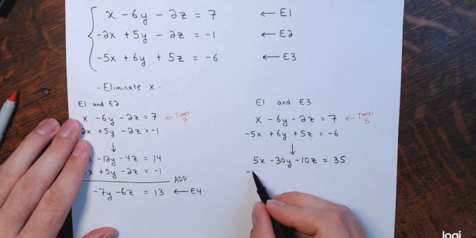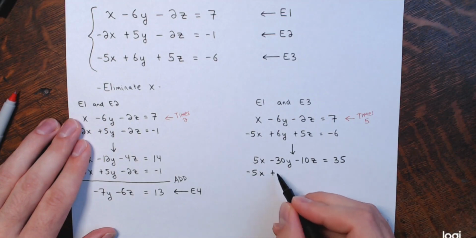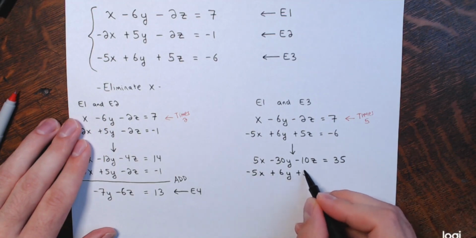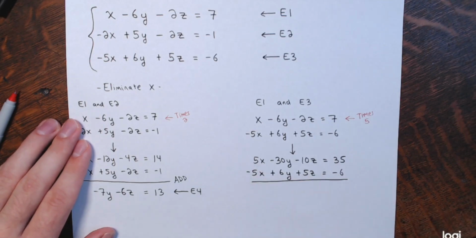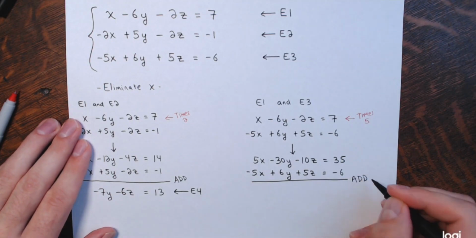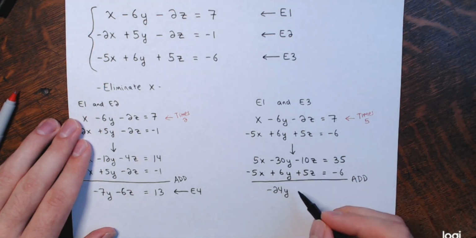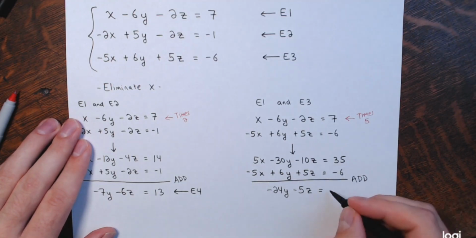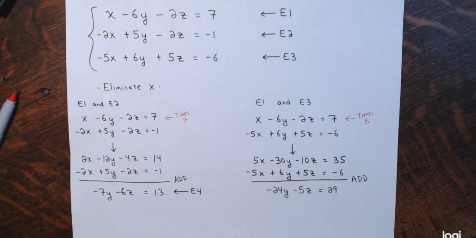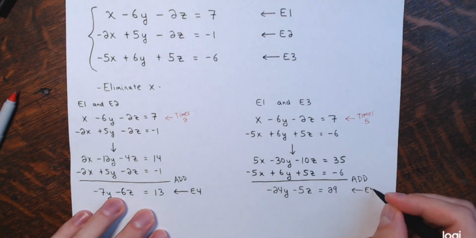The third equation, equation 3, stays the same. I didn't do anything to it. Negative 5x plus 6y plus 5z equals negative 6. Now that the coefficients of the x's are opposites, we can add and eliminate x. So the x's will be gone. I'll have negative 24y minus 5z equals 29. All right, great. And I'll call this equation with y and z equation 5.